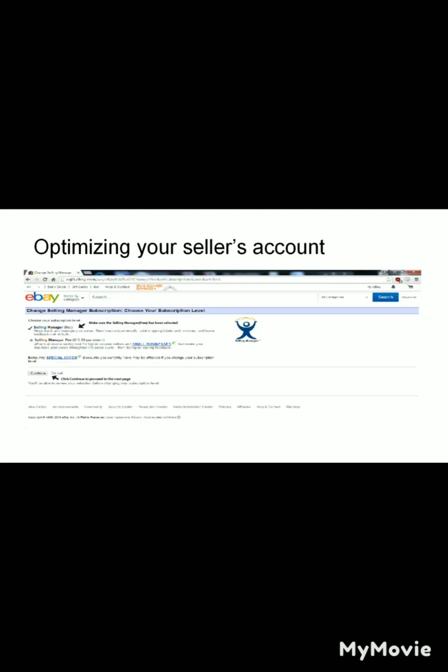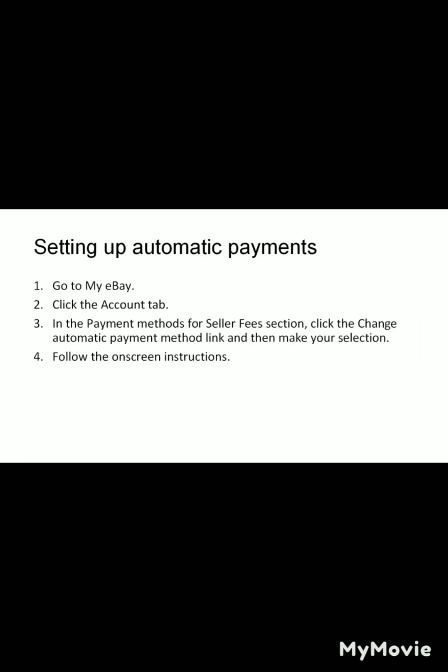This is the Selling Manager subscription page where you can choose your subscription level between the free version and the pro version. Once you've confirmed choosing the Selling Manager, which is free, proceed to the Continue button to confirm the changes. After you key in all your personal details, you'll need to determine an automatic payment method for your selling fees. You may be wondering, what is a selling fee?